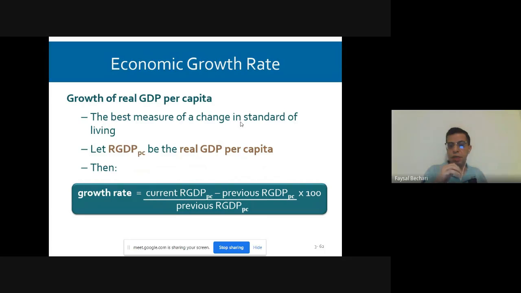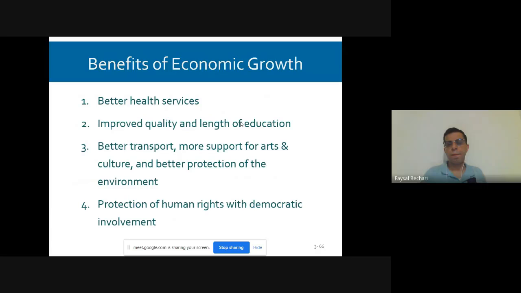Then the growth is calculated as current GDP minus a previous GDP, like last year or 10 years ago, divided by the previous GDP, because you want to see the changes somehow, and multiplied by 100. This is the calculation for the growth. You can do some exercises on that, but it's a straightforward calculation.